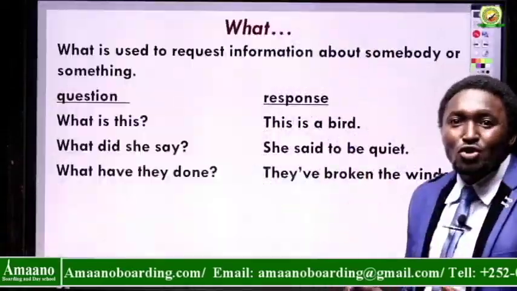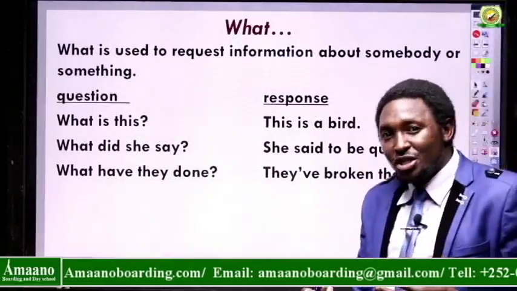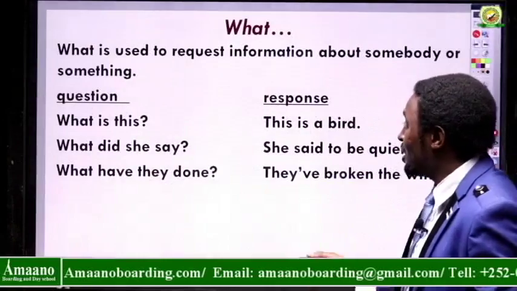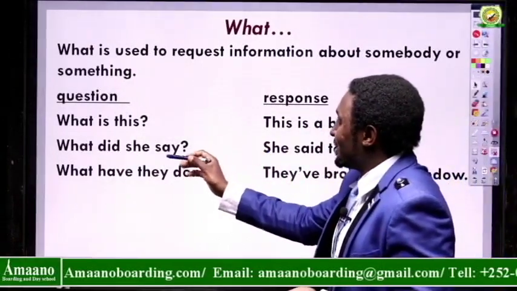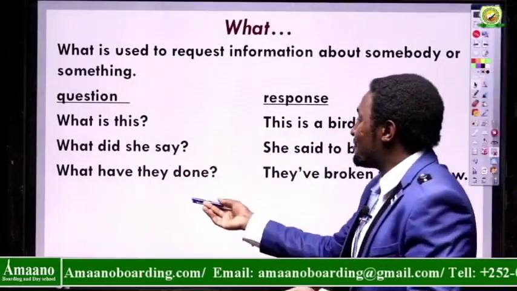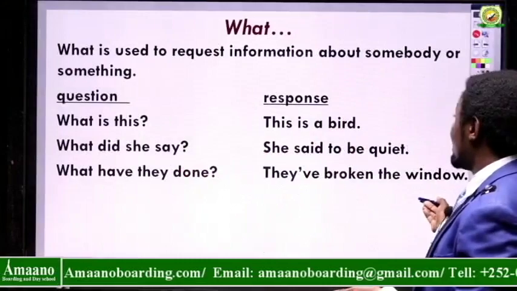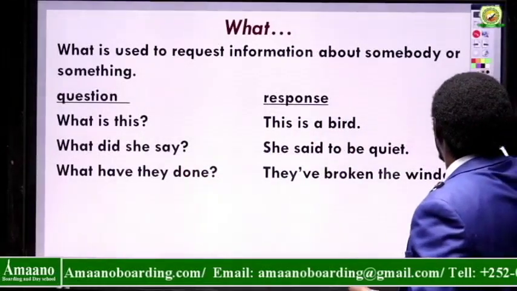Very good. Now, what? How do we use what? What is used to request information about somebody or something. For example, what is this? This is a bird. What did she say? She said to be quiet. What have you done? They have broken. What have they done? They have broken the window.